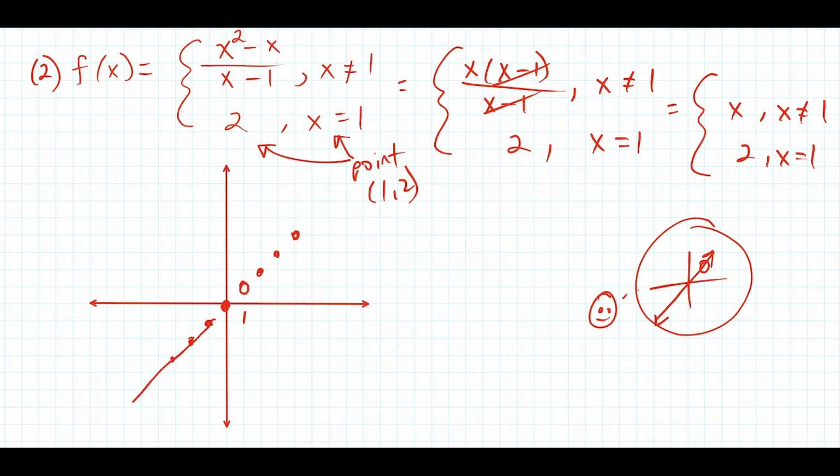So I'm going to connect these now. And notice here, we have a hole at x equals 1. So the hole is technically at the point 1, 1. And instead of plotting the point 1, 1, we're going to plot the point 1, 2. So this is the point that's coming from the second part of this piecewise function. So this will complete our sketch of f of x. So here's a sketch of our piecewise function.